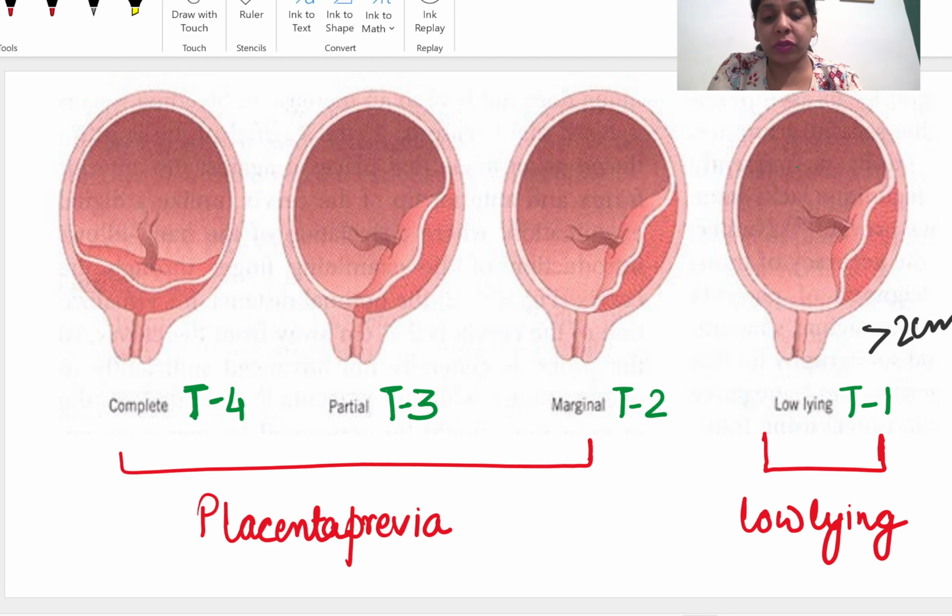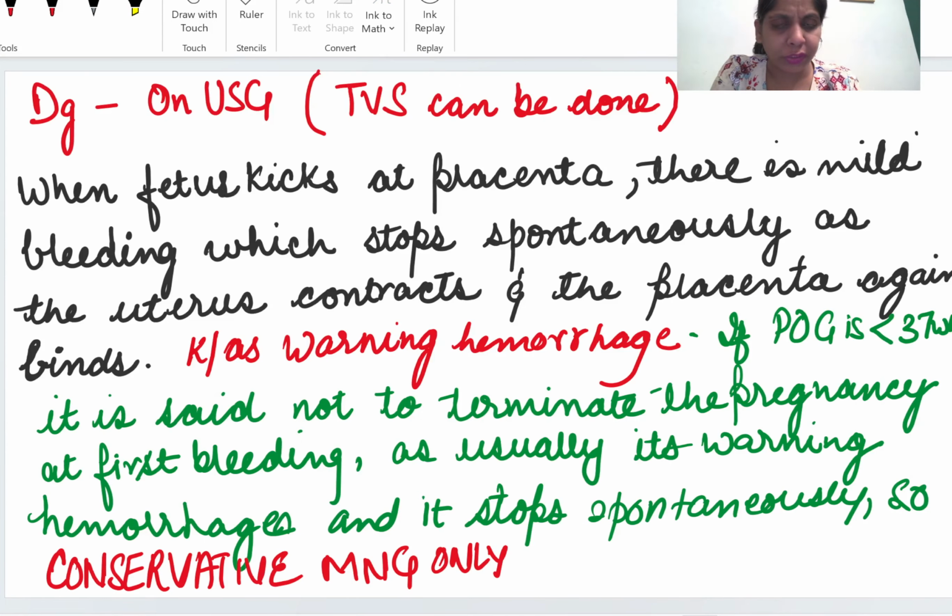Okay, so this is all, but these days all of type 2, type 3 and type 4 are collectively known as placenta previa, and type 1 is known as low lying. So these days there are only 2 types of classes of placenta. Okay, this was an old classification, you all know this. We are just jumping to diagnosis.